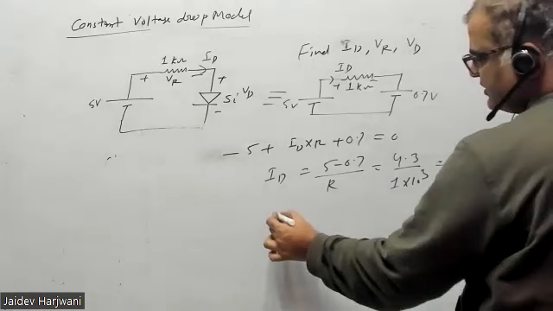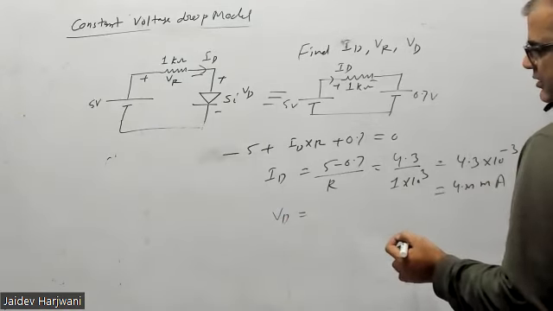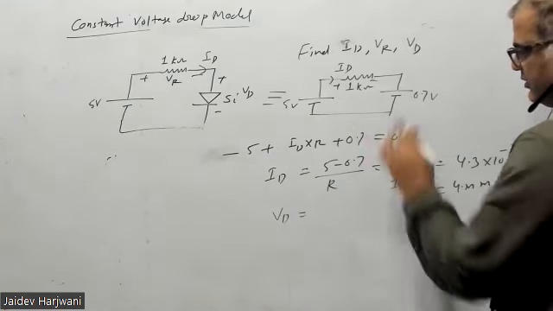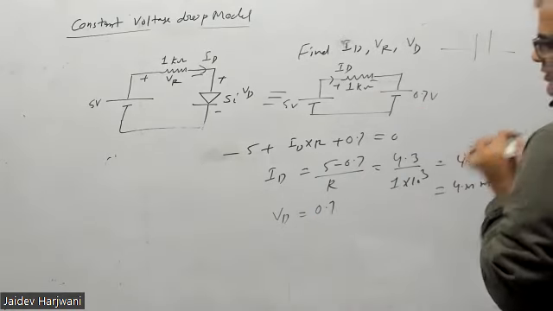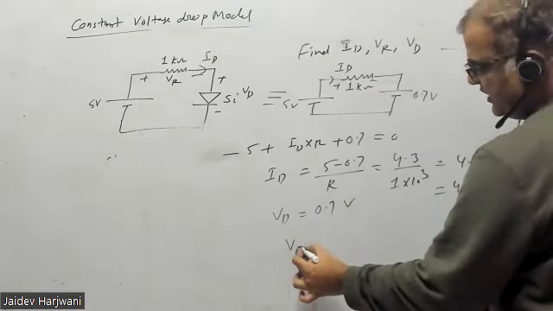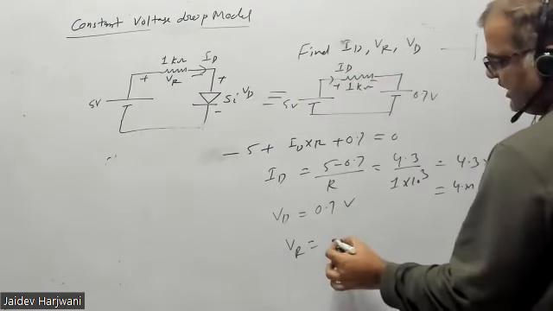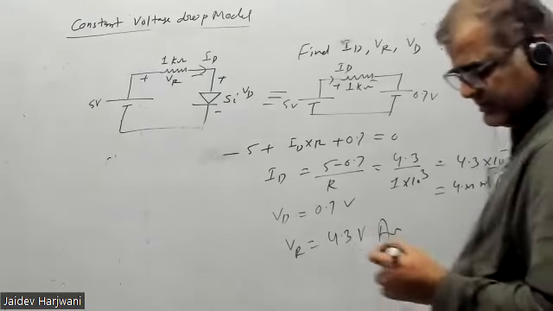And VD is how much? Voltage drop across diode is how much? 0.7 volt. That is always fixed. 0.7 volt. Remaining VR, 5 minus 0.7 remaining will come here. VR will be yours 4.3. It's as simple as that.